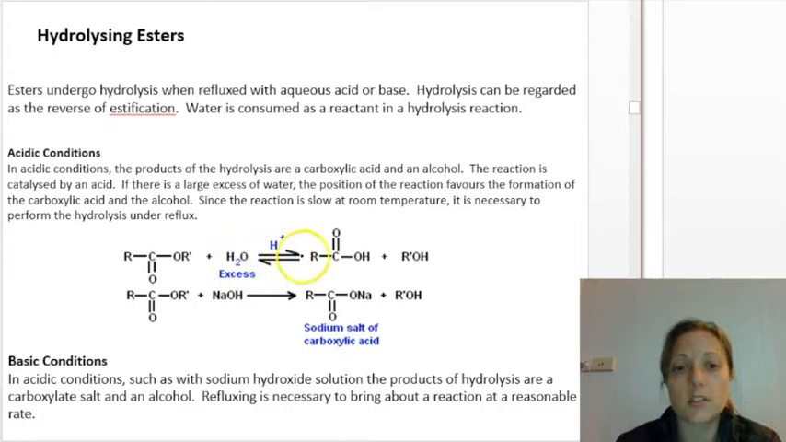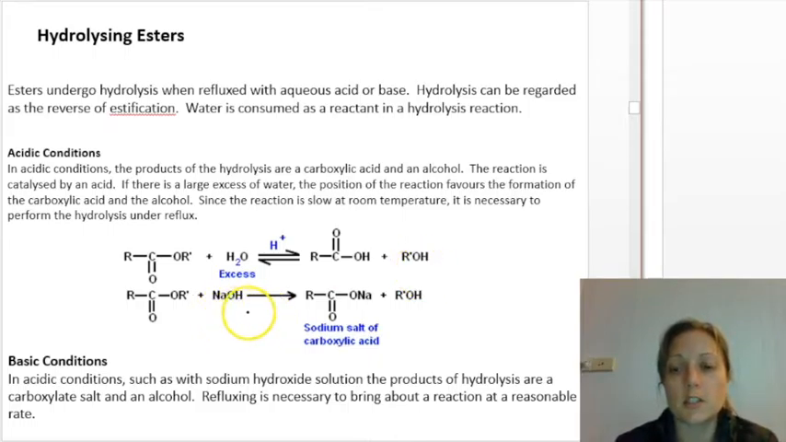And this is an equilibrium reaction, so we need to put in excess water. If we don't put in excess water, then we're not going to force the reaction in the direction that we want it to go. So putting in that excess water forces it towards the product side, in this case being the carboxylic acid and the alcohol. So we're going to get them to split back.